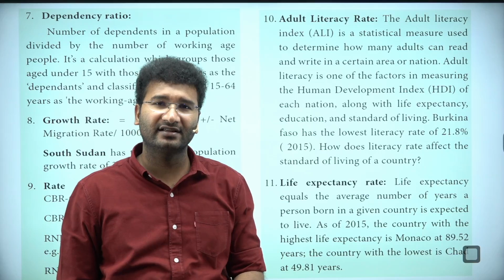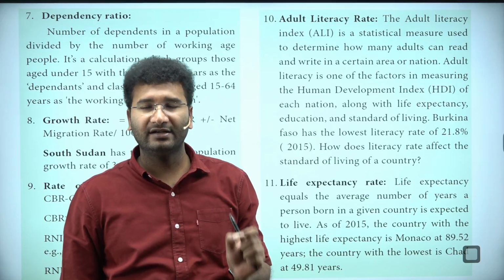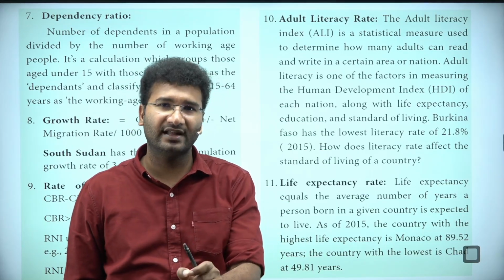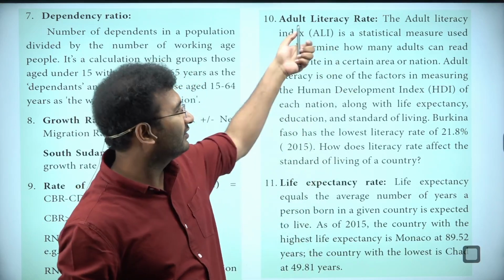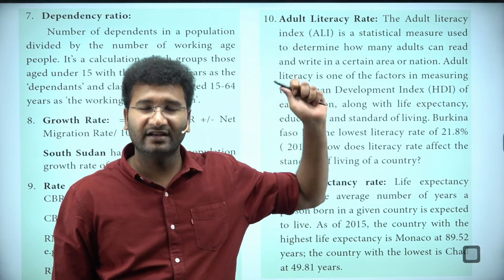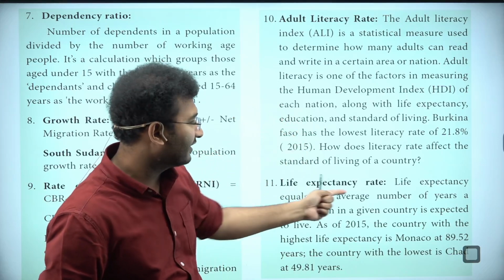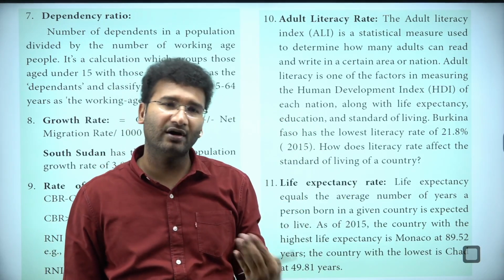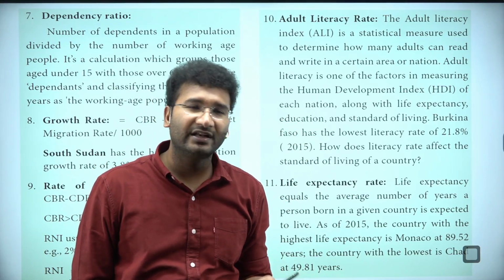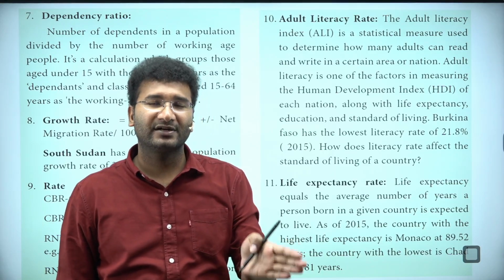Usually the literacy rate: a person who is 8+ years who can read and write is called literate. Now adult literate is anyone who is more than 18 years who can read and write, that is called the adult literacy rate. Lastly, life expectancy, that is when a person is born in your country, how many years this person is going to live.